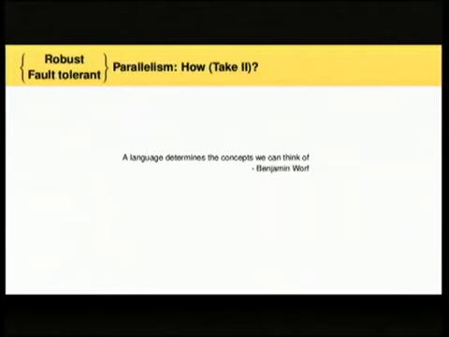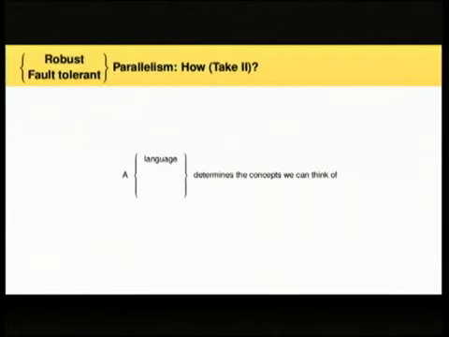But we have to augment it for our situation. So we're going to say, it's not just a language that determines the concepts we can think of. Runtime environments determine the concepts we can think of. Parallel frameworks determine the concepts we can think of. And so do parallel libraries. They all bring a unique set of vocabularies to the table that allow us to express parallelism. If they're too restrictive, we have to twist our way 20 ways from here to Sunday to express an obvious idea. If it's too much freedom, we're going to be overwhelmed with too many choices. So this vocabulary has to be just right, and that matters.